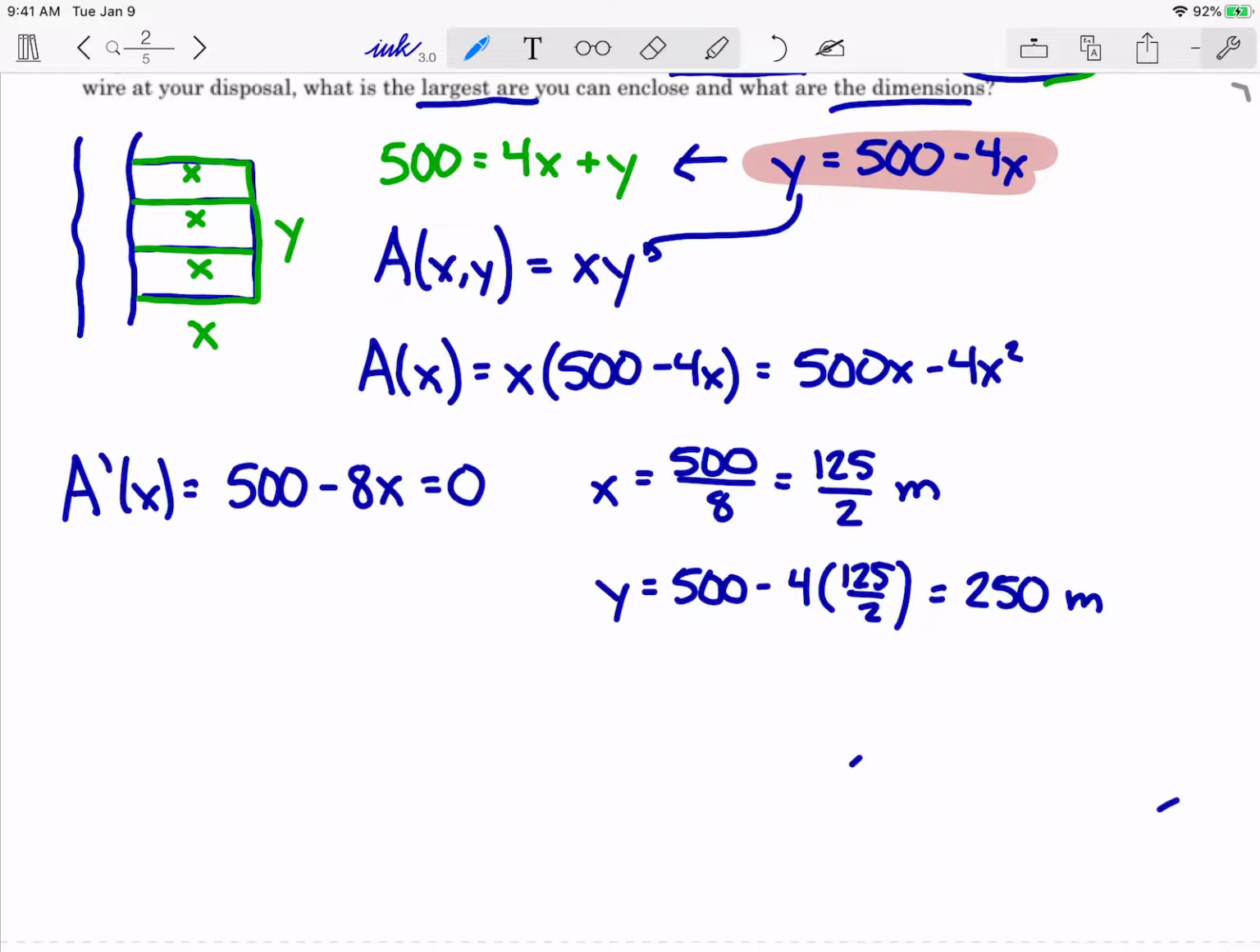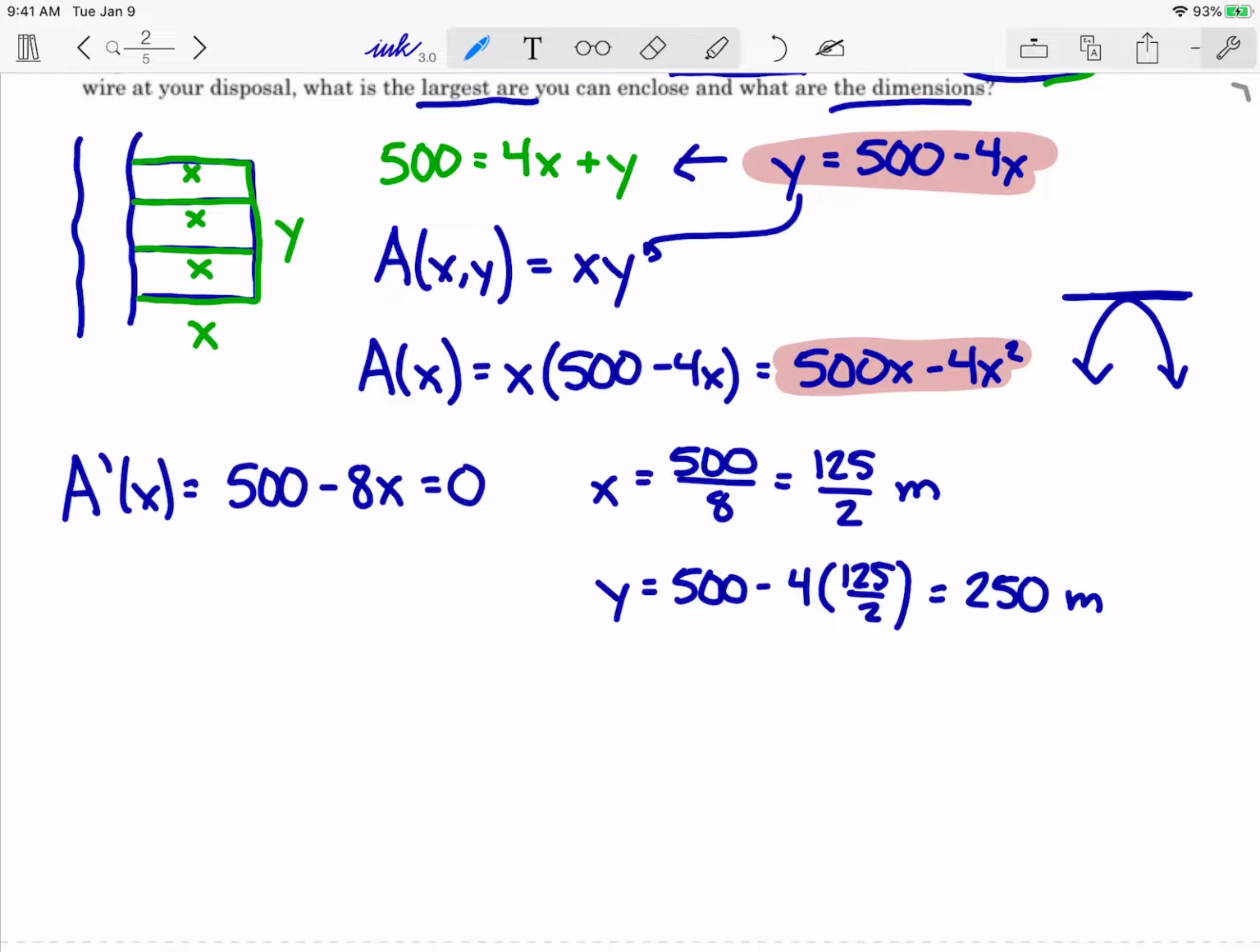Now I should make a sign chart, but I really shouldn't have to. You guys should know that this is a parabola that opens down, so you know that the critical number you find is going to be a maximum. So save your energy on sign charts when you know you don't have to make one.